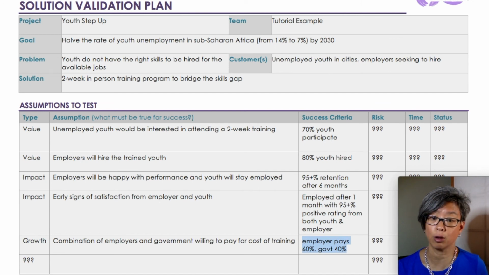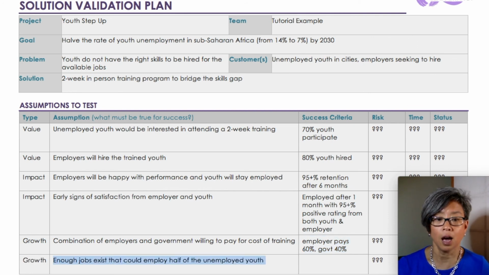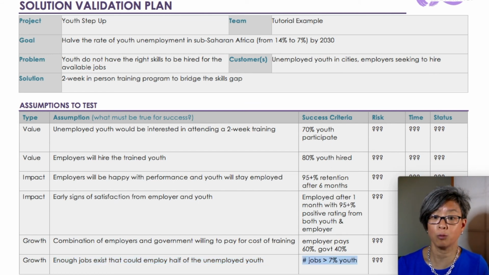My assumption is that the employer will pay for 60% because of the value that they get in having qualified employees, but the government will also be willing to pay from their budget because they have an interest in reducing unemployment for the population. Another assumption I might have is that there's enough jobs that exist that could employ half of the unemployed youth, because if there's not enough jobs, just bridging the gap between the jobs that exist will still leave a significant job. And so what I want to test here is to make sure that there's enough jobs to cover those 7% of youth who are unemployed.